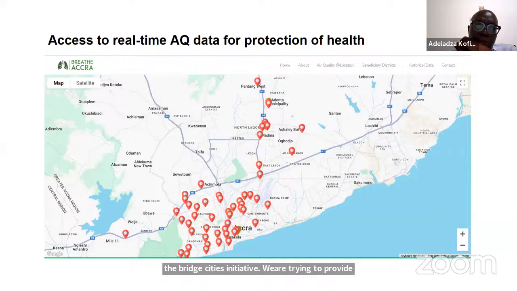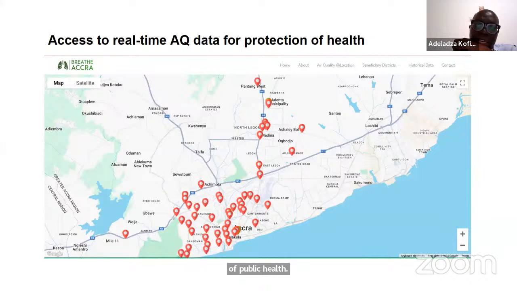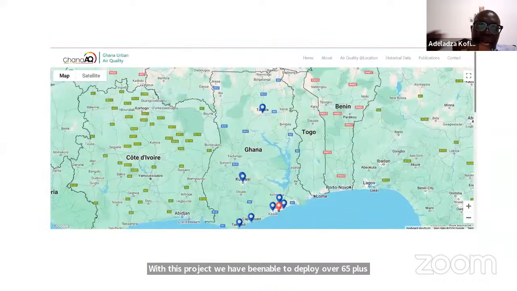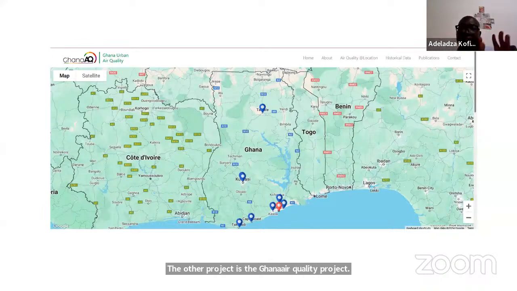With this project, we have been able to deploy over 65 low-cost air quality sensors in Accra, and it is generating real-time air quality data. The mother project is the Ghana Urban Air Quality Project, which anchors Breathe Accra. And this one is also helping us to deploy sensors in other metropolitan areas of Ghana, because Ghana is not only Accra.